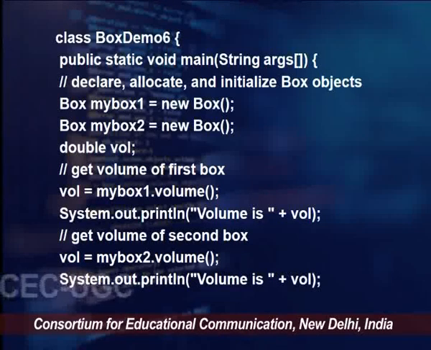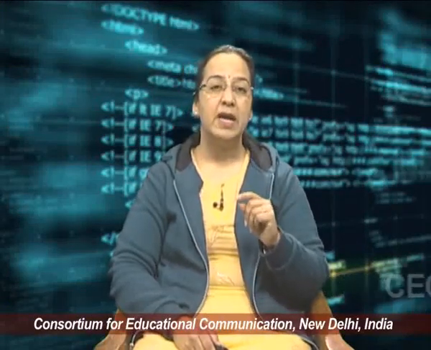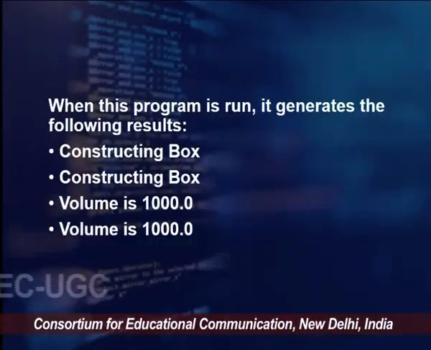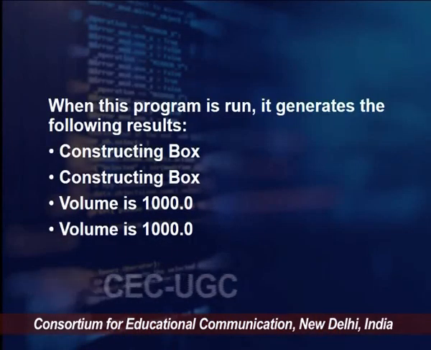Please recall the previous program: before accessing the function volume, we called the function setDim, because that function was setting the dimensions for these two objects mybox1 and mybox2. Here we have not called it, in fact we don't have that setDim function. Despite this, when our program runs, it will generate the following results.